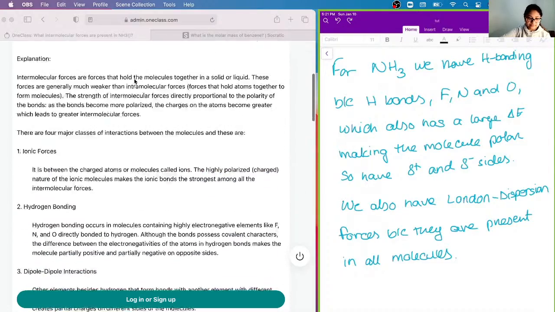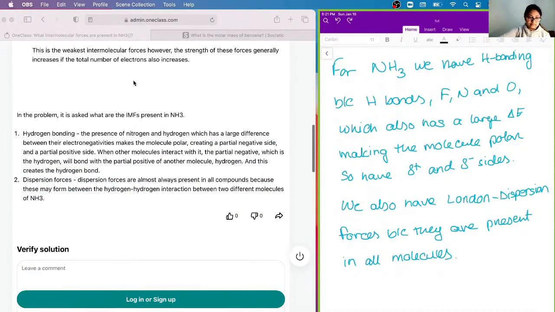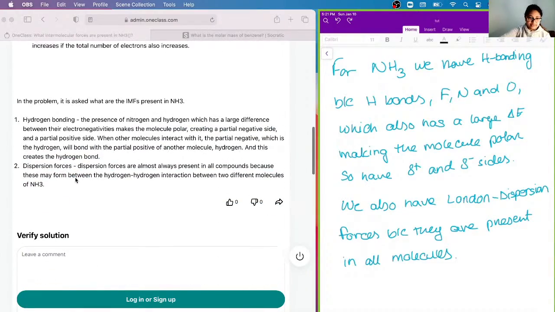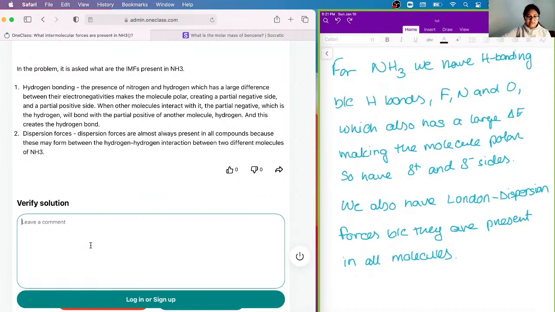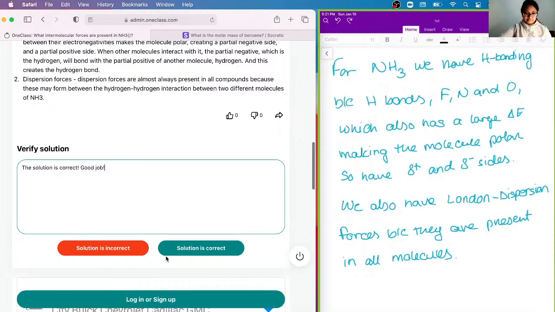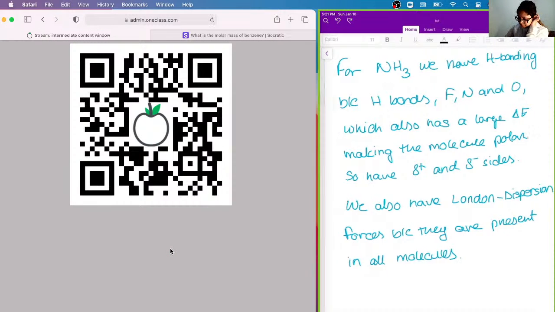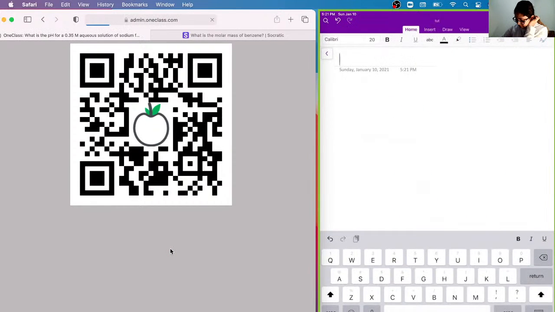So we have hydrogen bonding and dispersion forces. This is our second question.